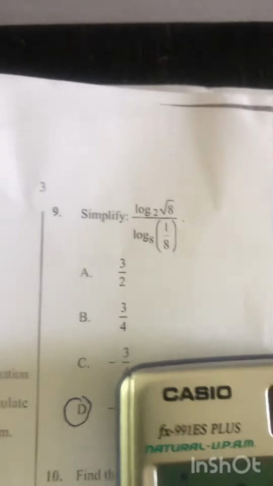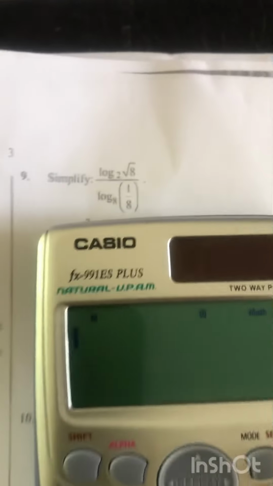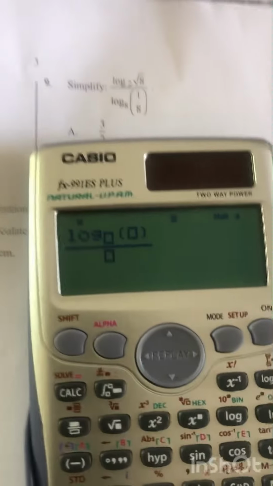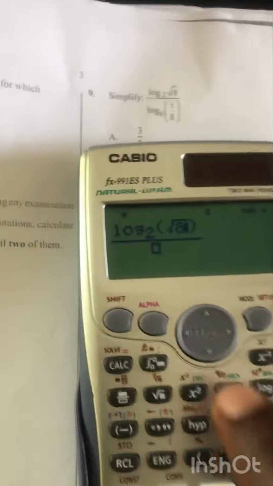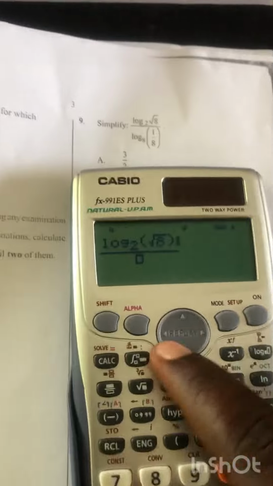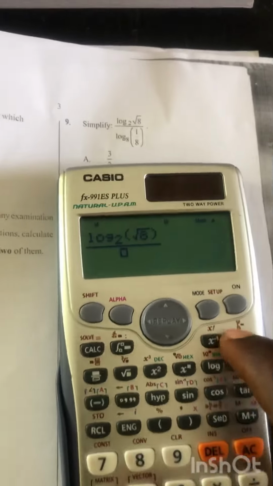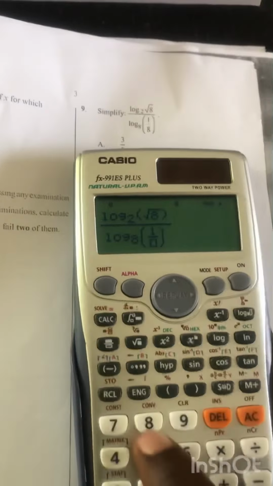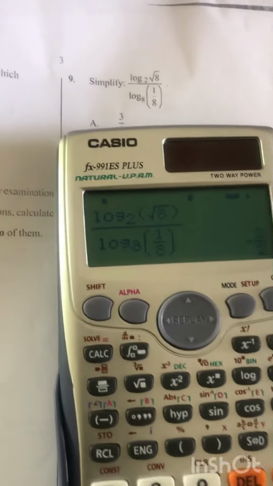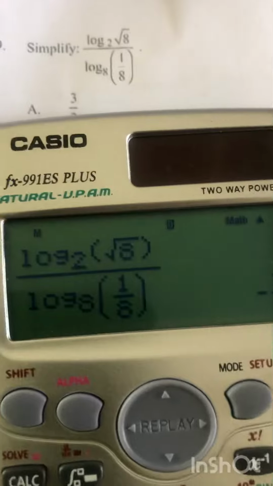Question 9 says simplify this one. This is very easy. This one I can do in less than 20 seconds. So I just type the expression. I'll press this sign and the fraction will appear. So log to the base 2 root 8. Then the denominator will be log to the base 8 of 1 over 8, or 8 inverse. So I press equal to, and I get negative 3 over 2. So negative 3 over 2 is D.